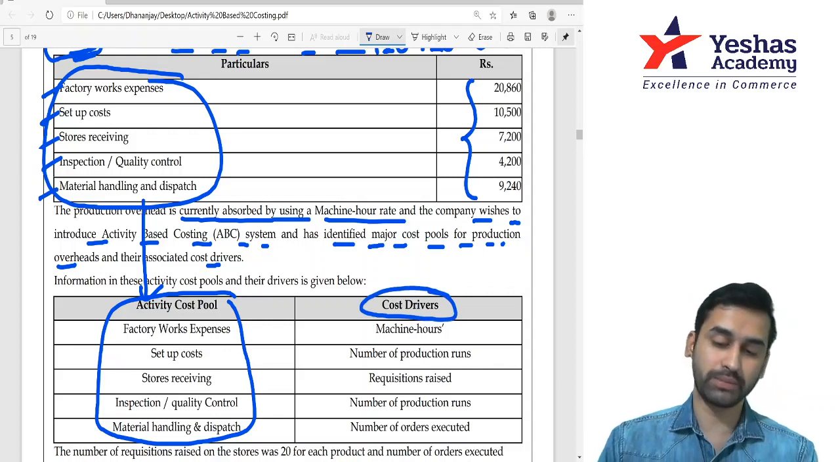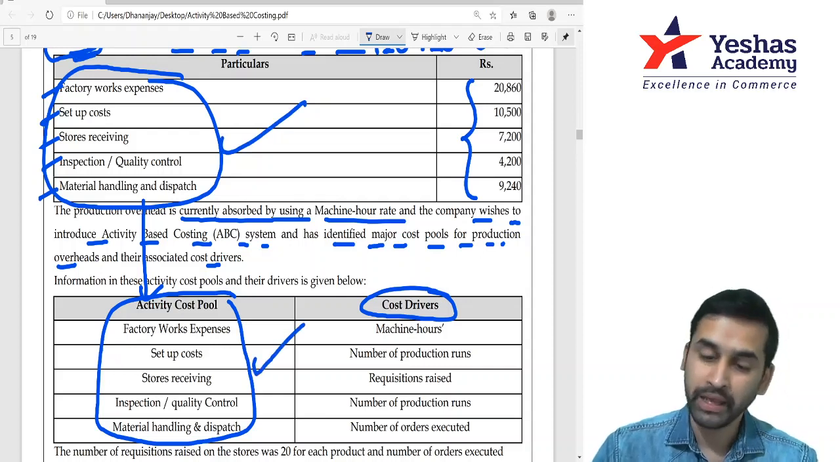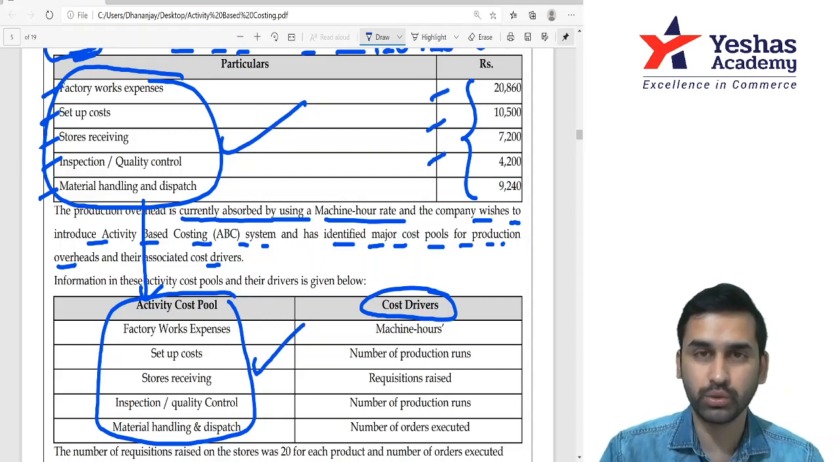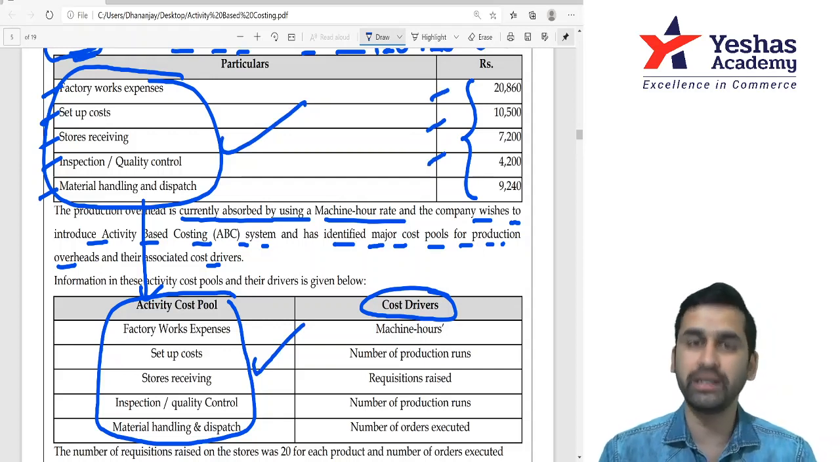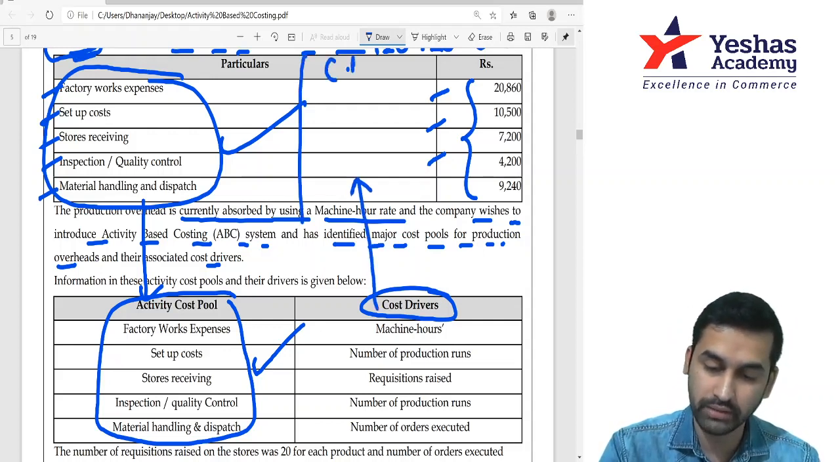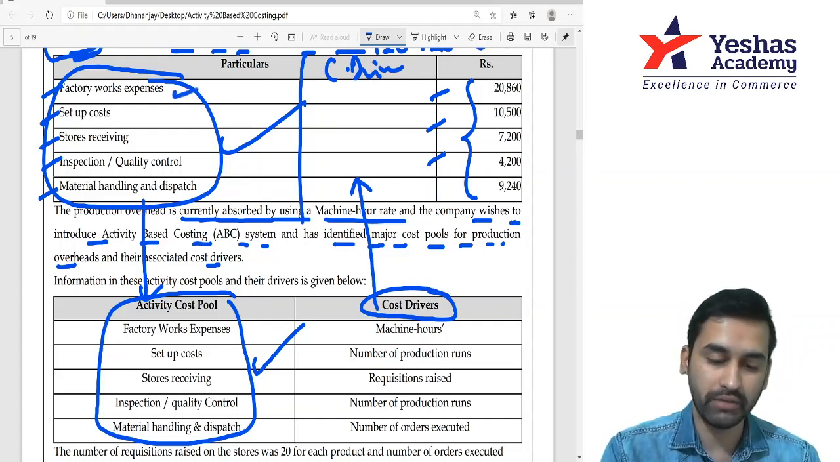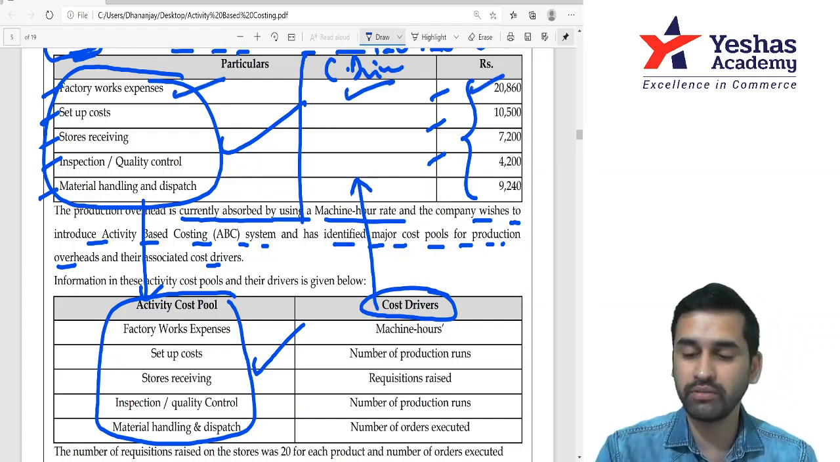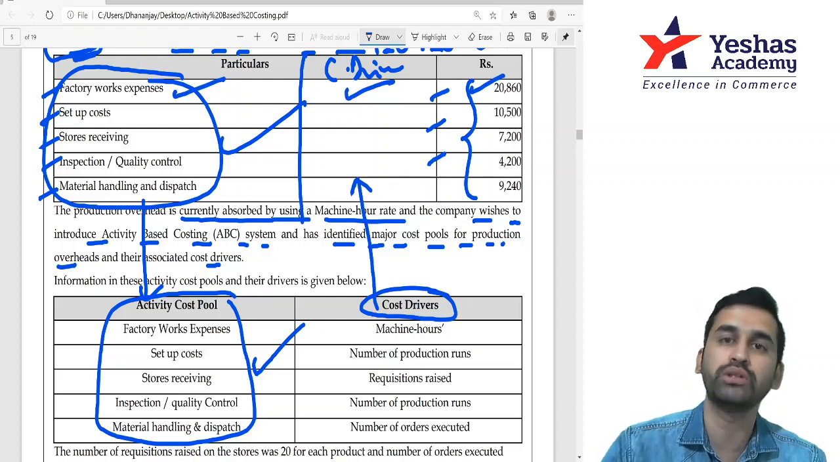Now some students must be thinking, sir, this column and this column are anyway the same. Here you have rupees, here you have cost drivers. They could have clubbed these two tables, correct? But just to confuse you, they elaborated the question like this. Actually, this can be clubbed. Here only you can shift these items, the cost drivers. Everything else is the same. That would be easier. Factory works expense in front of that cost driver, in front of that amount also. They did not do it intentionally to make the question look bigger.